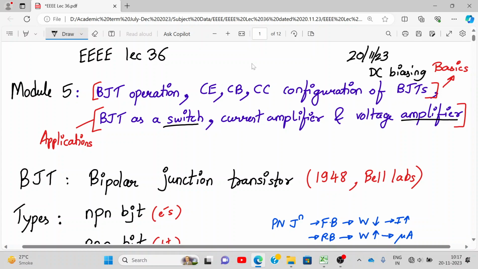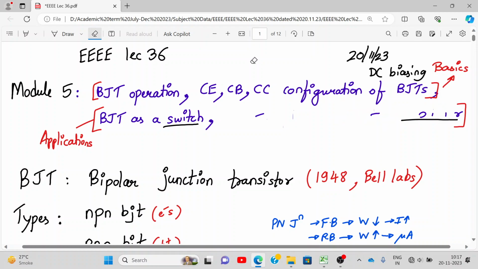Okay, so the first category covers the basics of the BJT. The second category covers the applications, that is 5.1 and 5.2. So 5.2 covers applications such as BJT as an electronic switch. Current amplifier is not there. It covers BJT as an electronic switch and voltage amplifier.